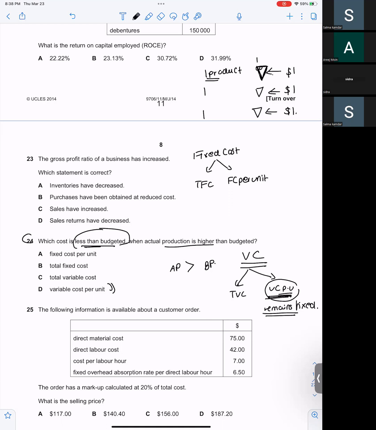Are you with me? Total variable cost will increase if the production increases, and it will decrease if production decreases. So I want to know which cost is less than budgeted if actual production is higher. If actual production is higher, total variable cost will be higher. So there is no option of this. Now tell me between A and B, what option are you choosing?